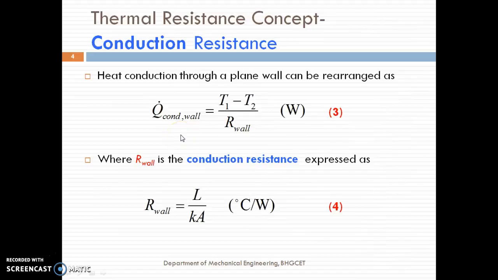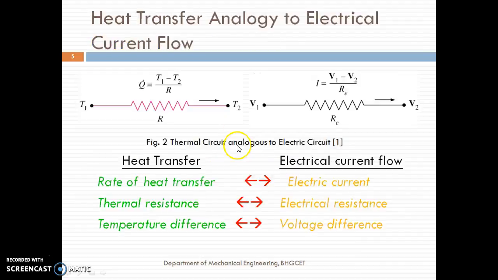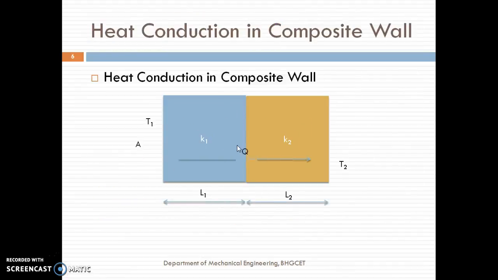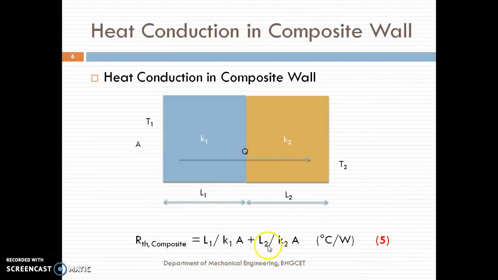Otherwise, we can write the relation: Q dot conduction, the rate of heat transfer by conduction, is equal to (T1 minus T2) over R. We observe the change in the value of R, which is L1 over K1 A plus L2 over K2 A.